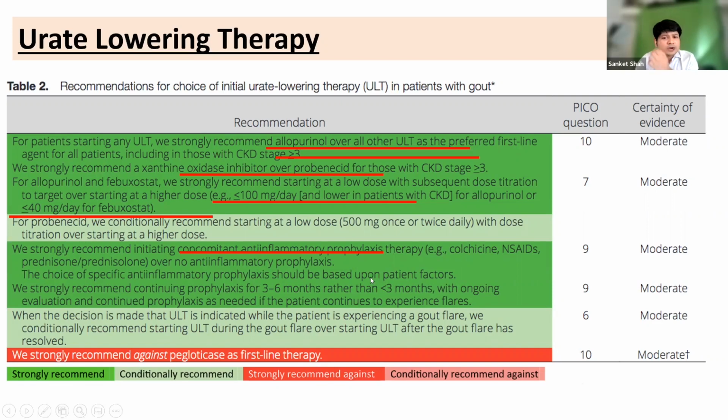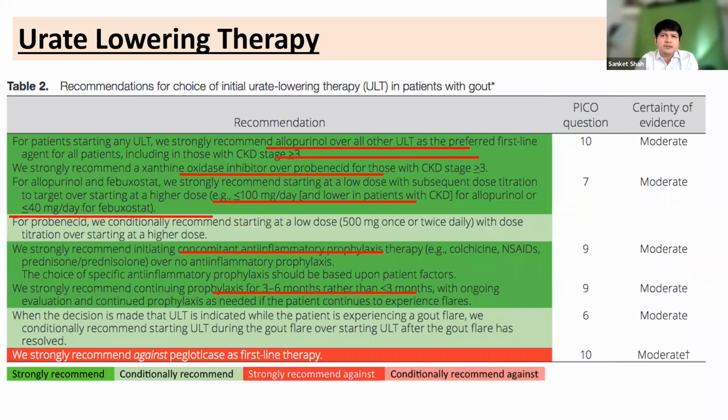So you have to continue for at least 3 to 6 months to prevent another flare on urate lowering therapy. If the patient has presence of tophi, you have to actually continue it till the tophi disappears and 3 more months. So that is what the exact guideline tells.